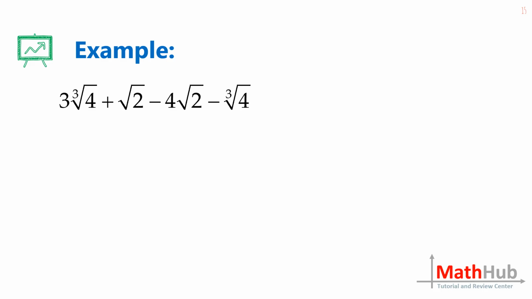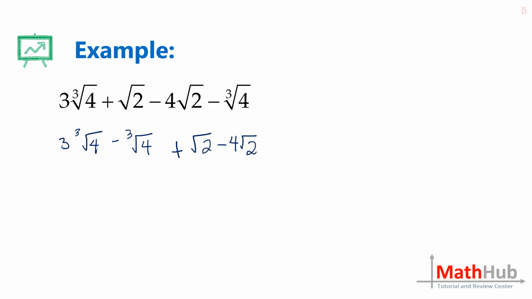There's no way we can simplify the terms over here. They're already in simplified form. So we can just add those that are similar. Let me just put everything. So we have 3 cube root of 4 minus cube root of 4. The similar radicals, I will put them together. Plus square root of 2 minus 4 square root of 2.